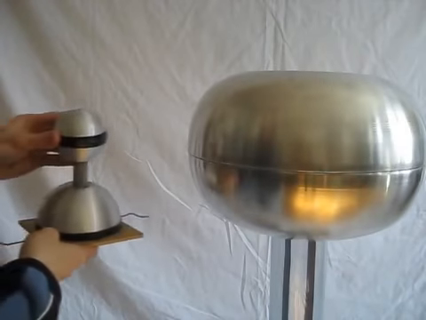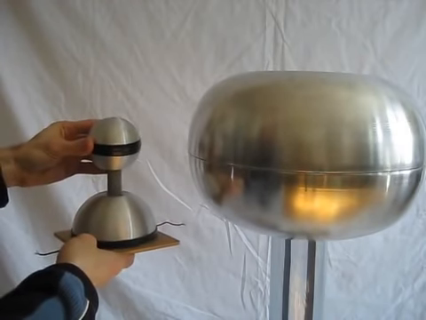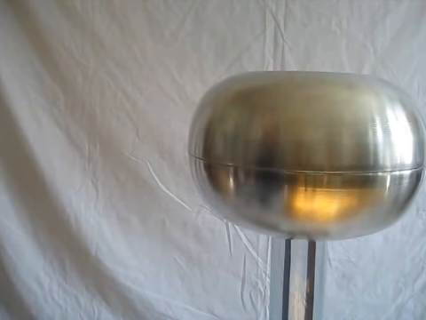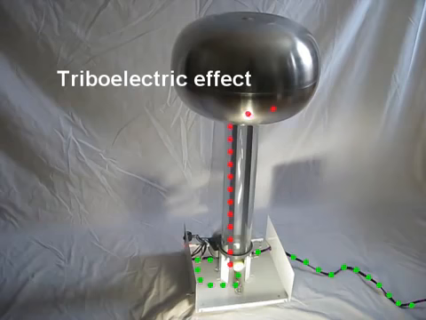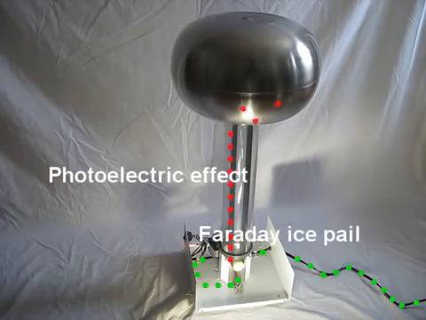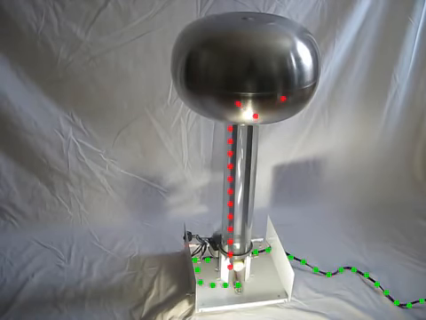That's why the rounder the dome, and bigger ones are less round than smaller ones, the weaker the electric field between it and surrounding objects, so the less corona we'll have, the higher voltage it can produce. And now you know in great detail how a Van de Graaff generator pumps charge from one end to the other, and also a bit about the triboelectric effect, corona discharge, the photoelectric effect, the Faraday ice pail, and more.